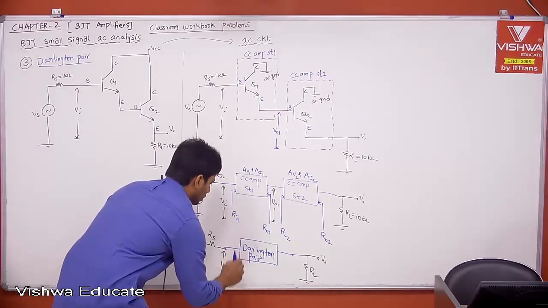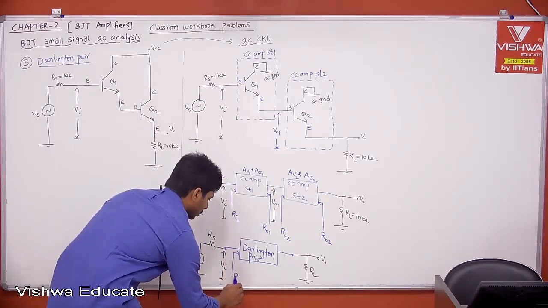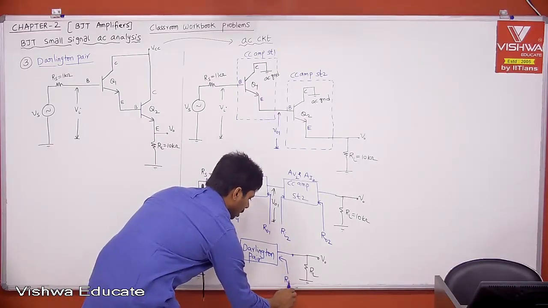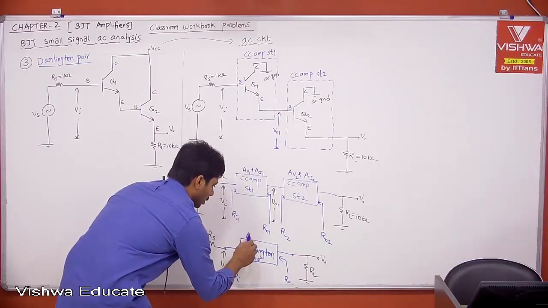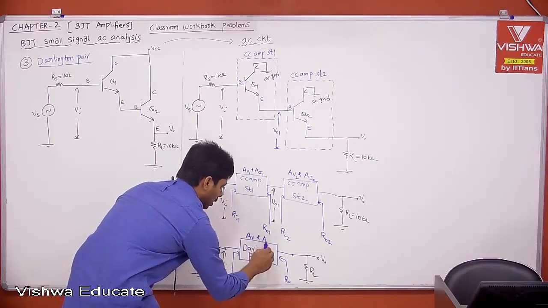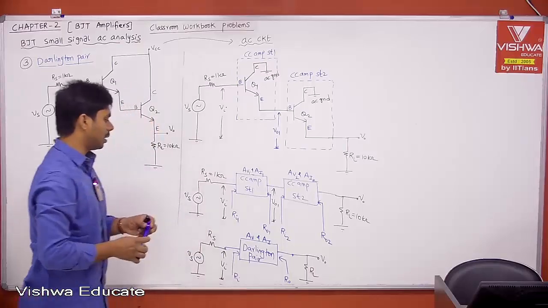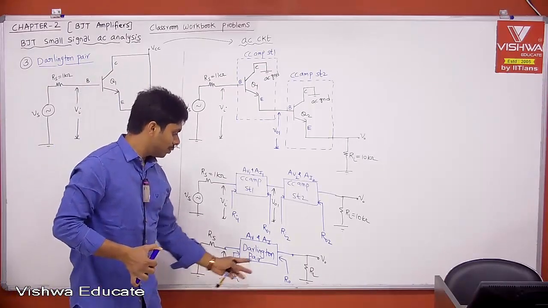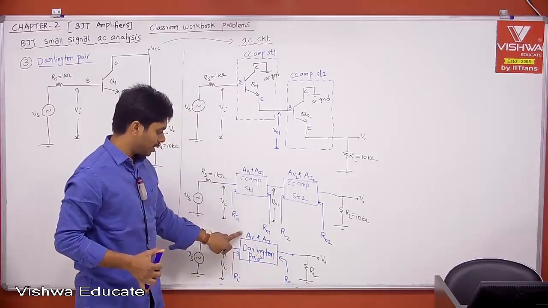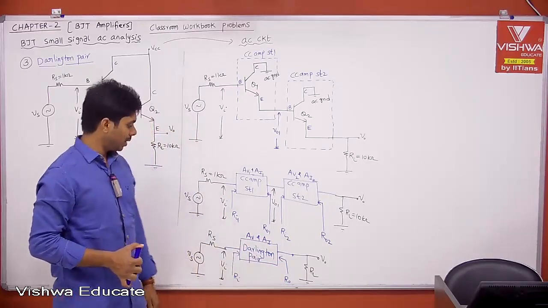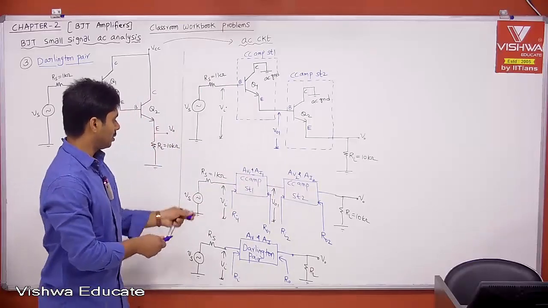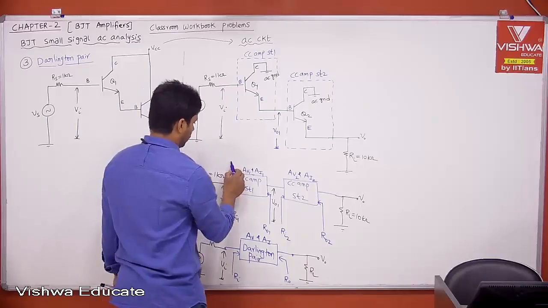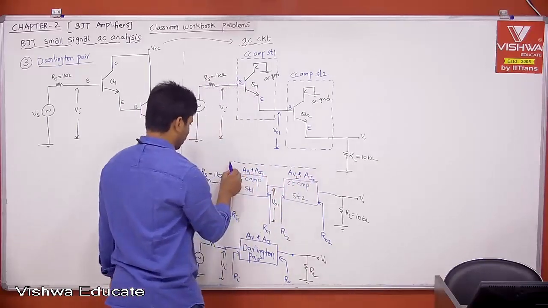Then let me say this is having input impedance Ri, this is having output impedance R0, and this is having voltage gain AV and current gain AI. That is what we need to calculate. Therefore, for this Darlington pair, we need to calculate input impedance, output impedance, voltage gain, and current gain for the two-stage CC amplifier. Therefore, this is the stage. This is our two-stage amplifier.